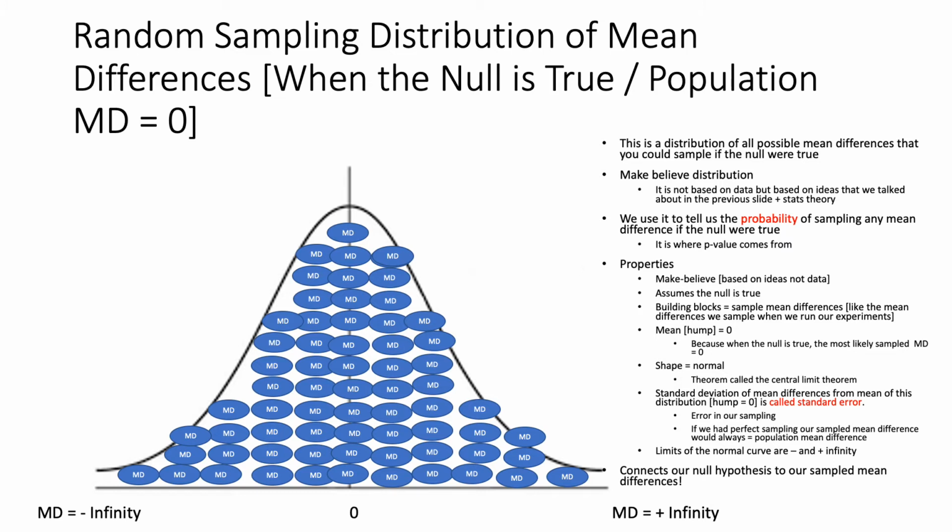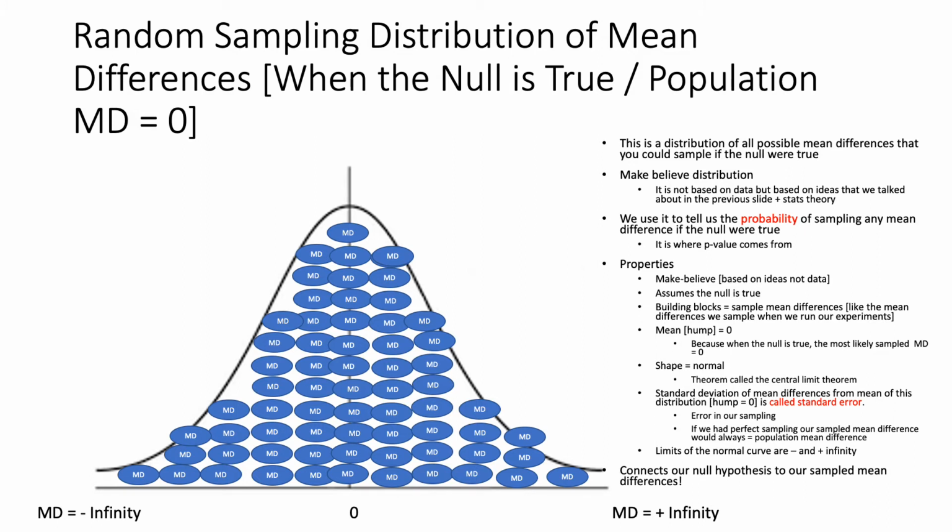Now, this is a distribution or graph of all possible mean differences that we could sample if the null were true. Now, I want you to realize this. This distribution assumes the null is true. We're going to use this distribution to try to disprove that the null is true, so keep that in mind.